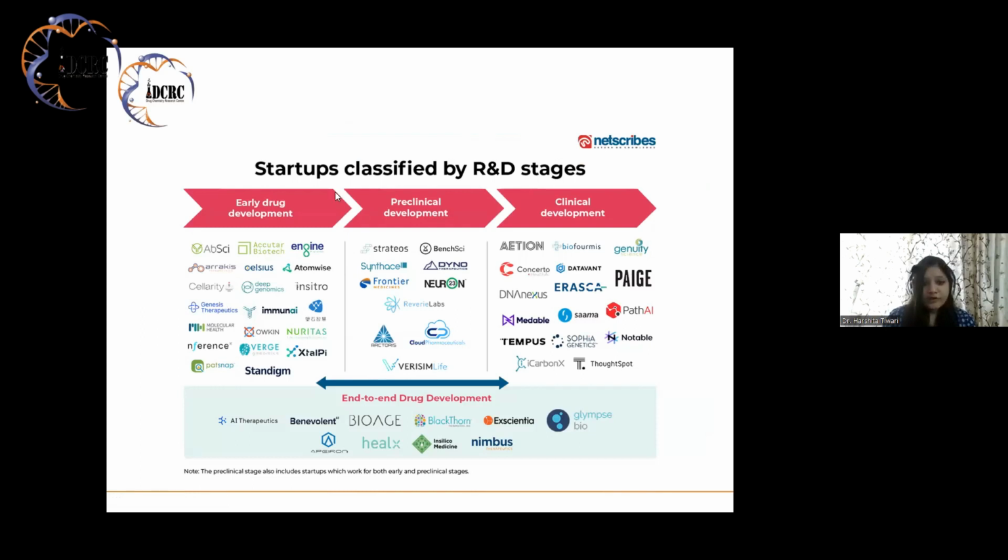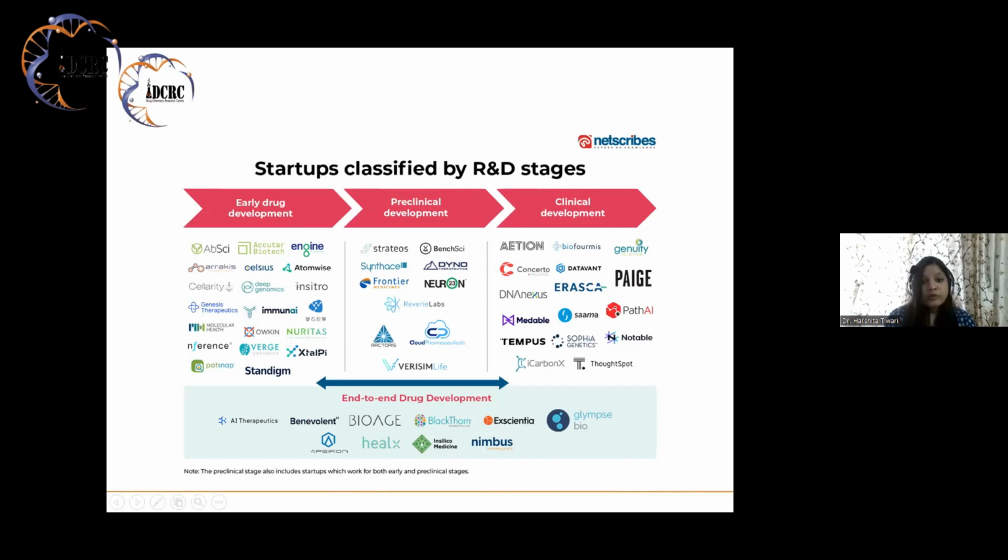The first group are the companies using these techniques for early phase drug development. The second group are using AI based models for preclinical development, and the third group of companies are using AI based models for clinical development. In addition, some companies, which are very big pharmaceutical players, are using AI based techniques for end to end drug discovery and development. Means they are using AI based drug tools for all these three processes.